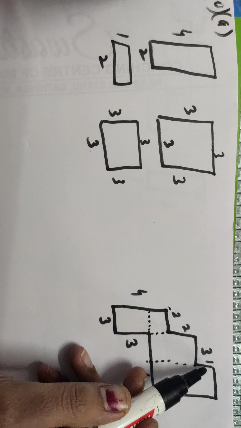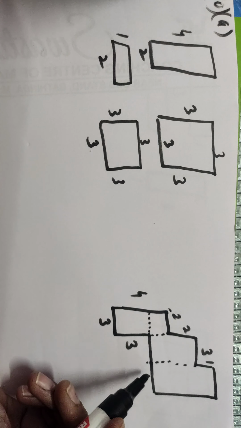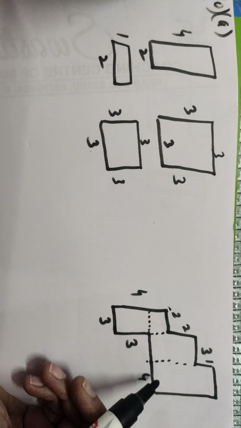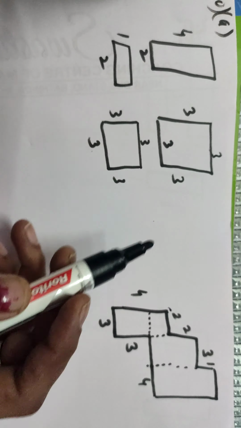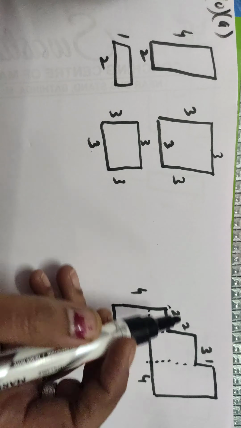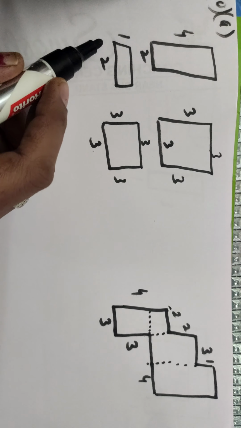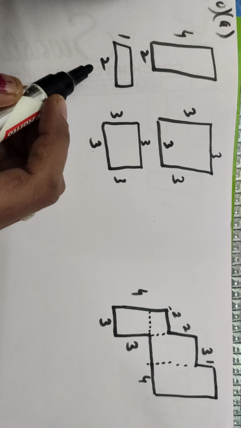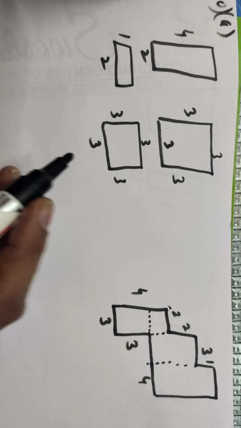Now for this rectangle, this whole side is 4. The following rectangle gives us the points 4, 2. Then by splitting this rectangle we are having the points 3, 3 and 3, and this rectangle having points 1, 2. Then again the rectangle having points 3, 3.